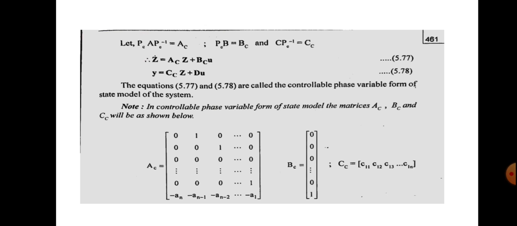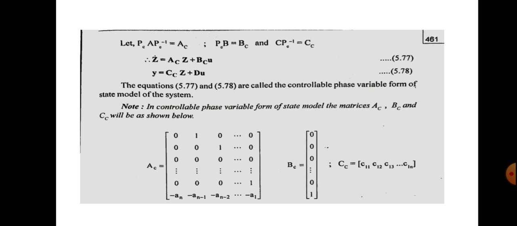Before that, Ac is a matrix in the controllable phase variable state model, and it will have a form like this. You can see that its first entry is 0, the second entry 1, and the other entries are 0. You can see that this is in the companion or Bush form. That means the first column is 0 and the next is an identity block, and the last row will be the negative coefficients of the characteristic equation.